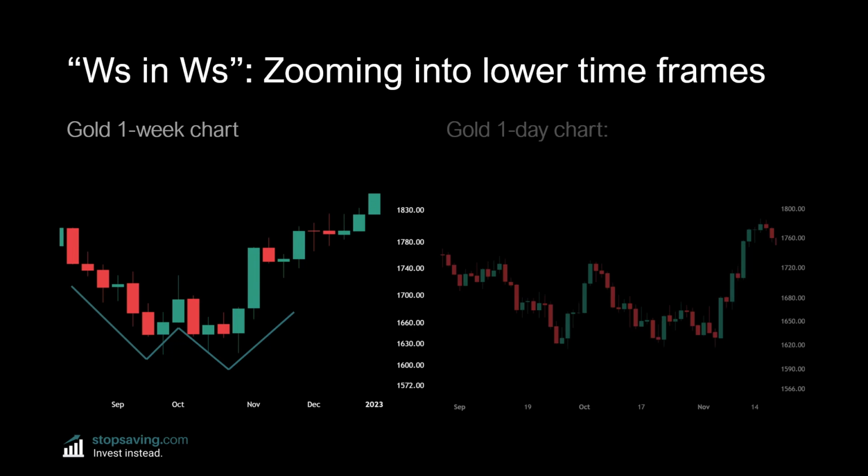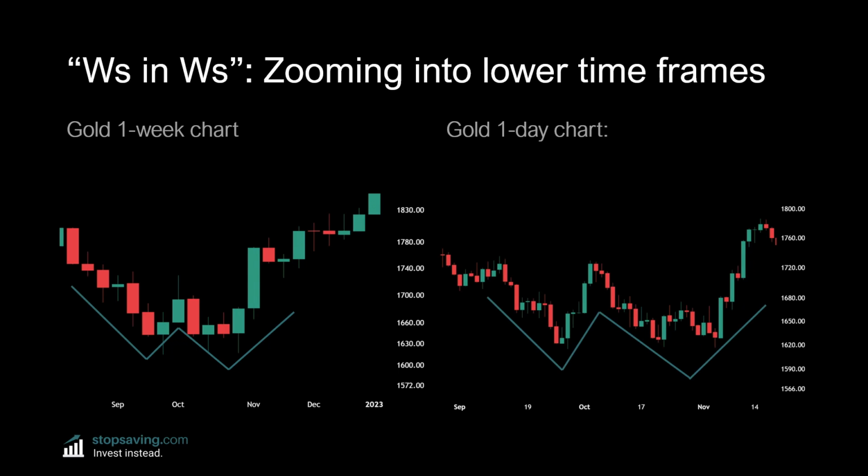Let's now zoom into the gold 1-day chart over the same months. Now, we can still see the bigger W pattern from the first chart on the weekly chart. But within the second W, we can also see a W pattern formed on the daily chart too. Of course, this can go on and on as you move into lower and lower time frames. So in this case, by looking at the daily chart, you can get an earlier indication of what's more likely to happen on the weekly chart.